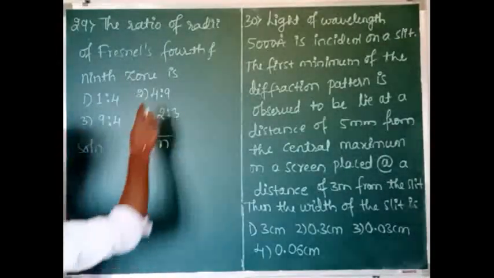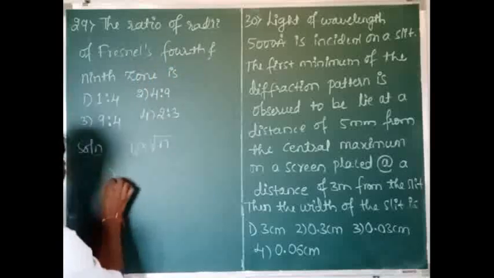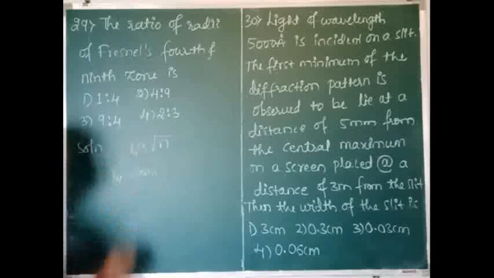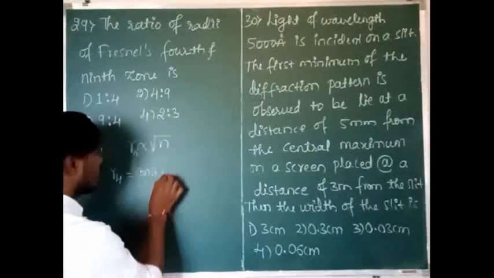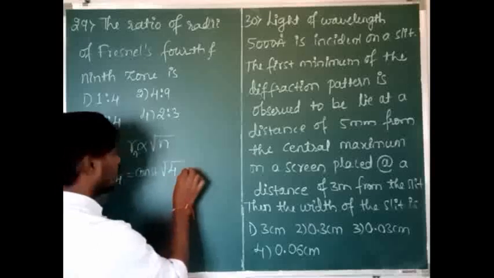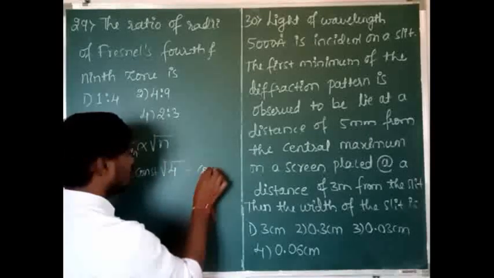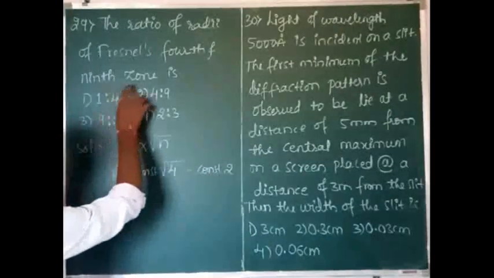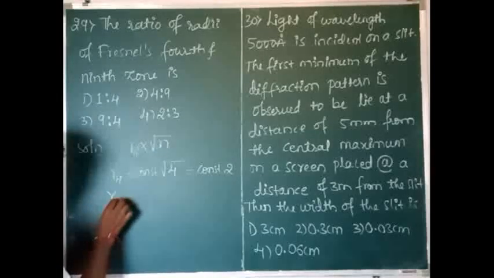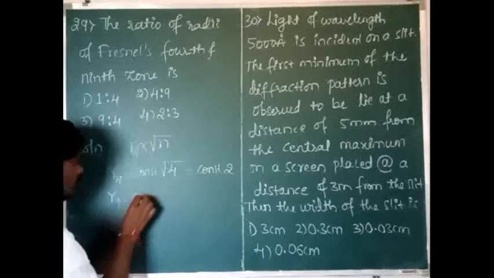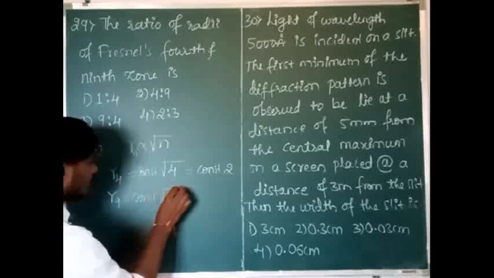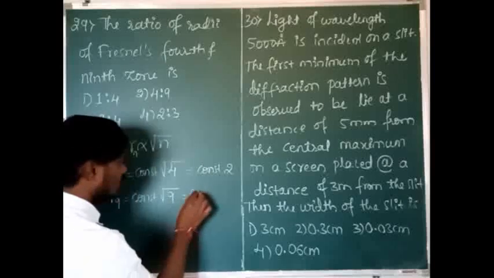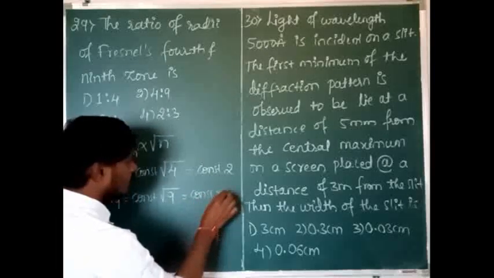First, we are going to find the fourth one, that is R4 is equal to constant. We are going to remove the proportionality by applying a constant, that is square root of 4. Square root of 4 is 2, so it is constant into 2. Then next, the 9th zone. R9 is equal to constant into the square root of 9, because it is the 9th zone. Square root of 9 is 3, so constant into 3.